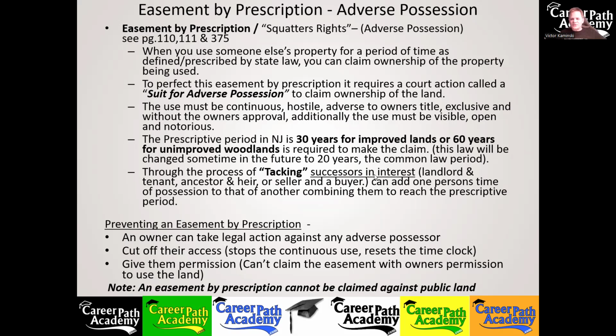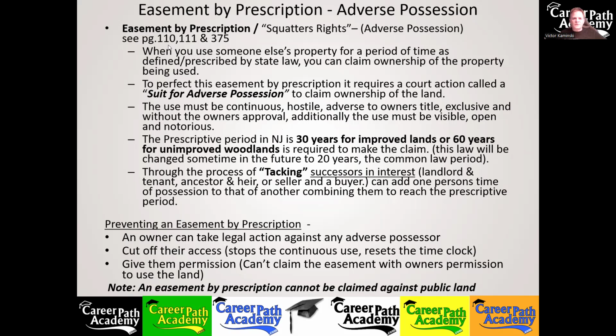You could be a successor in interest, like a landlord and a tenant, an ancestor and an heir, a seller and a buyer. They can add one person's time of possession to that of another, combining them to reach the prescriptive period to be able to take that property.